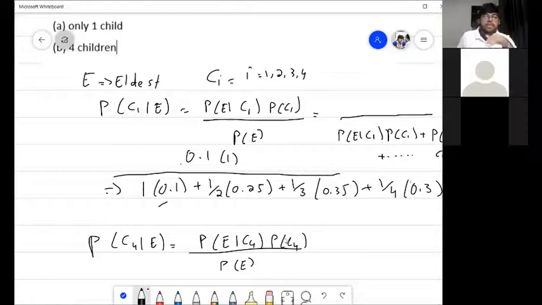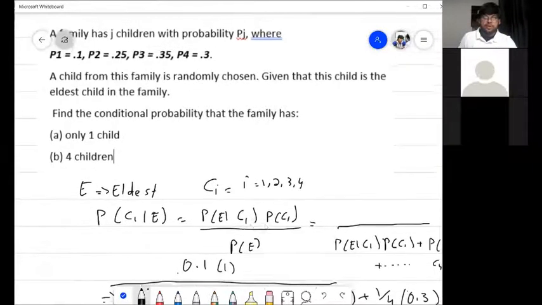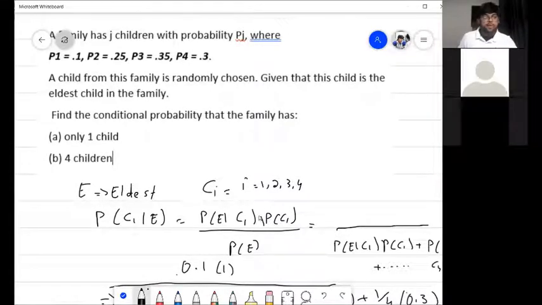So now P(E given C4) is basically what? Eldest given 4 children, that's 1 upon 4. What's the probability of C4? That's 0.3. So it's essentially 1 upon 4 into 0.3 divided by 0.4167.